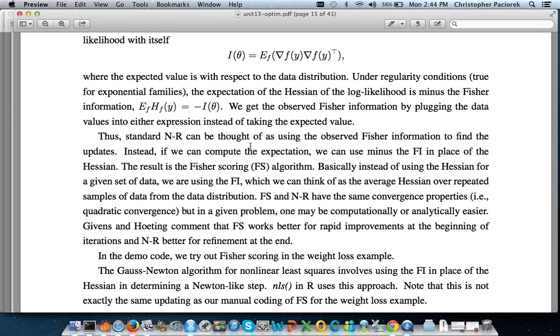So basically what ends up happening is, in Newton-Raphson we have theta t plus 1 as theta t minus the Hessian of f at theta t, inverse, times the gradient.